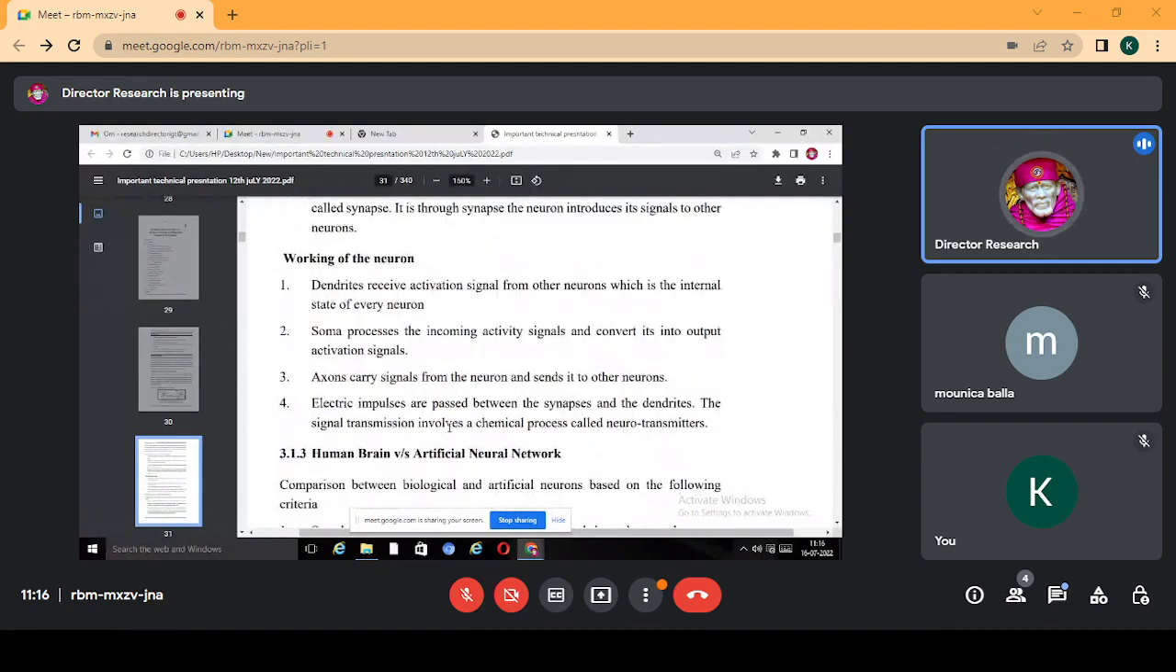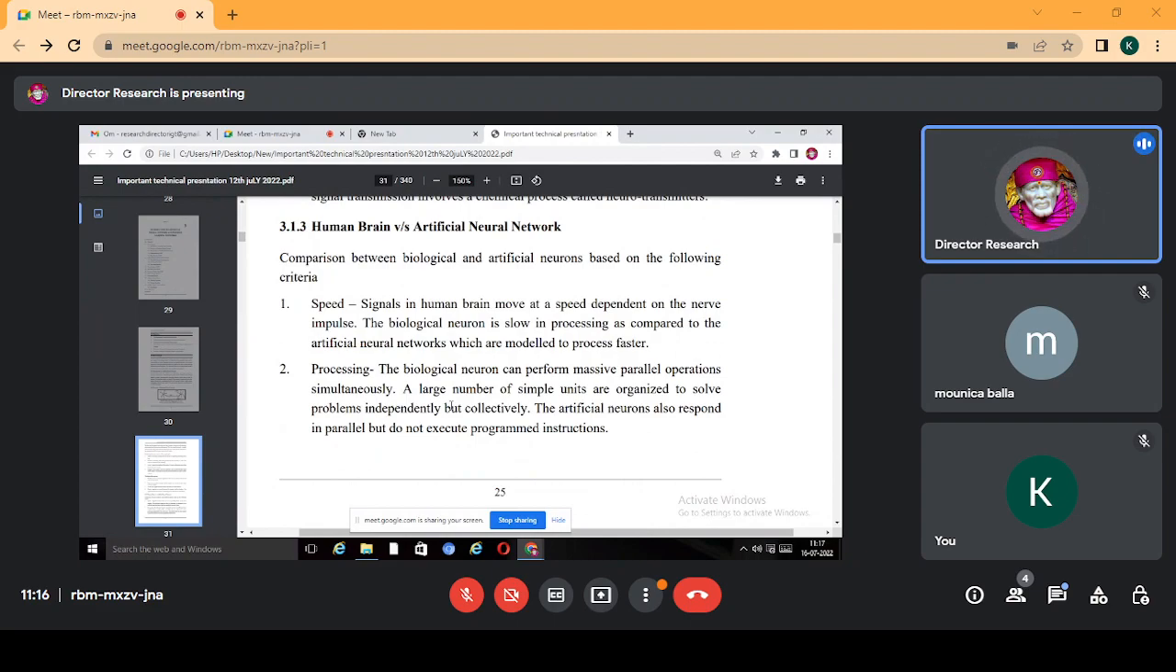So, working of the neuron. Dendrites receive activation signals from other neurons, which is the internal state of every neuron. Soma processes the incoming activation signals and converts them into output activation signals. Axon carries the signal from the neuron and sends it to the other neurons. Electric impulses are passed between the synapses and the dendrites. The signal transmission involves a chemical process called neurotransmitters.